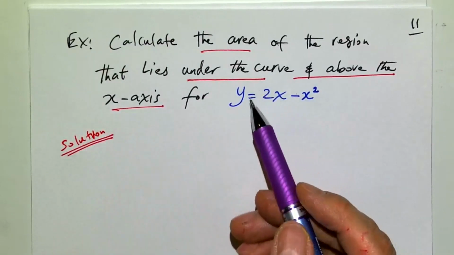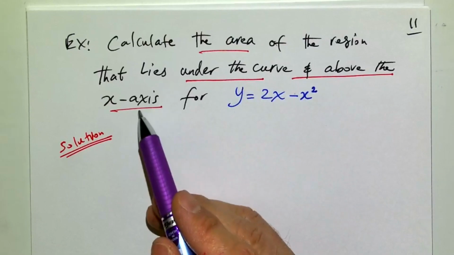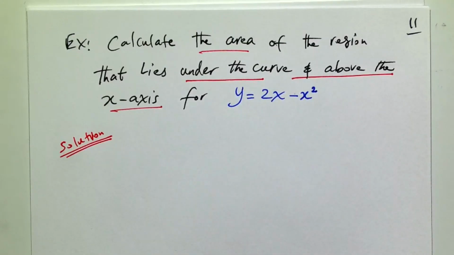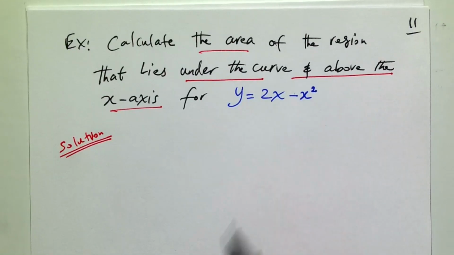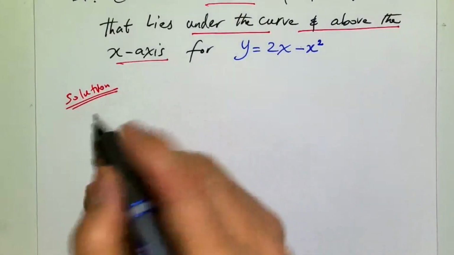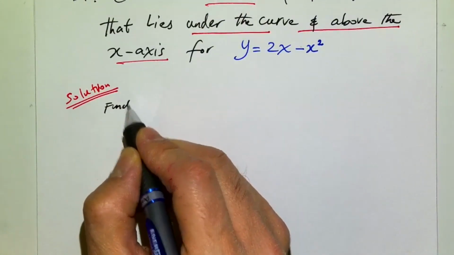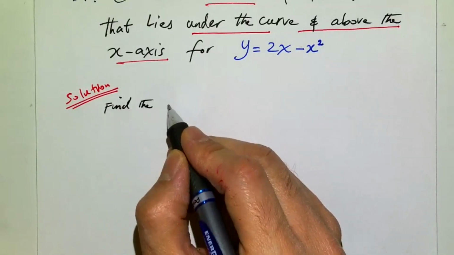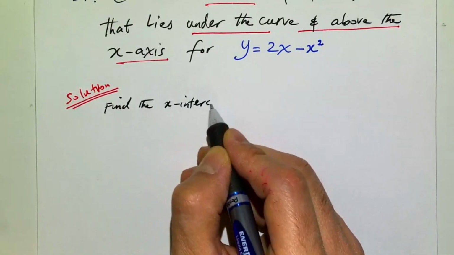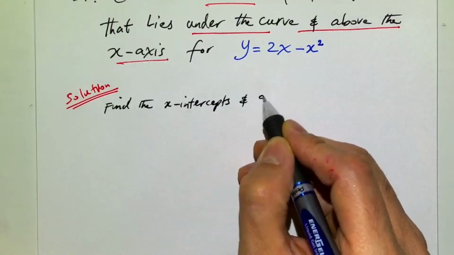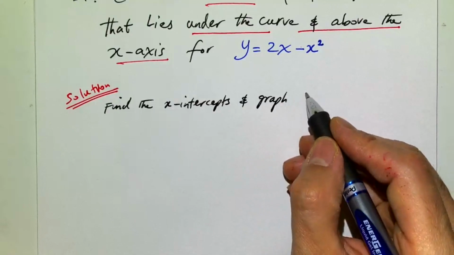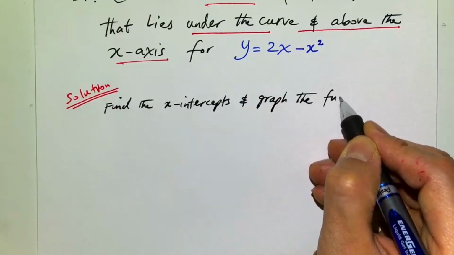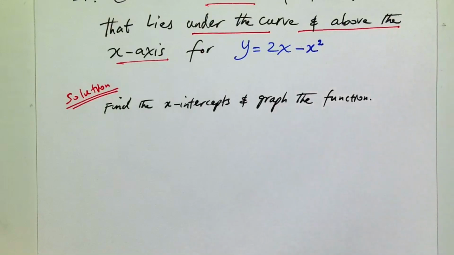So if we want to know the area under the curve but above the x-axis, we're going to have to graph this function or know at least where the x-intercepts are. But eventually we'll have to graph it anyway, so let's do it. The first thing we want to do is find the x-intercepts and basically graph the function, even if they don't ask us. Graph the function.